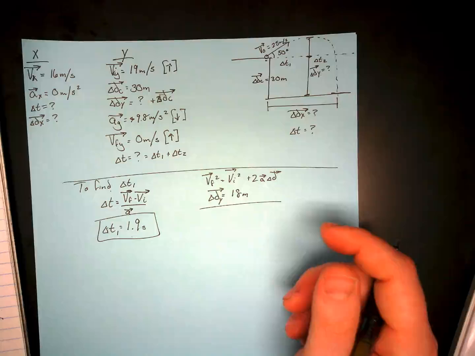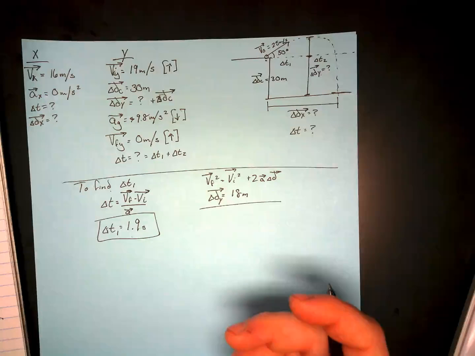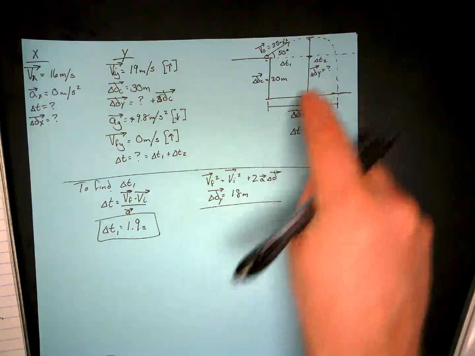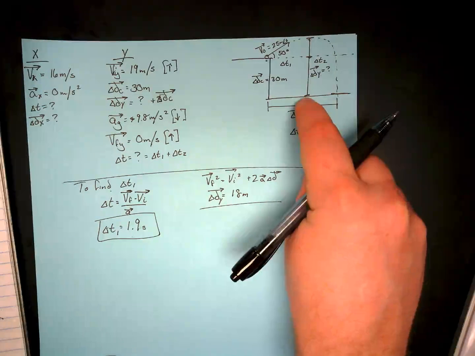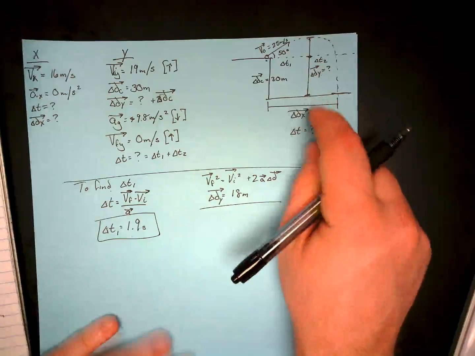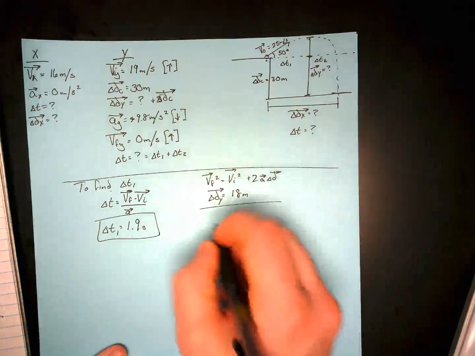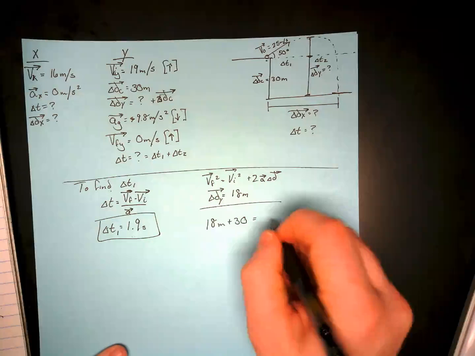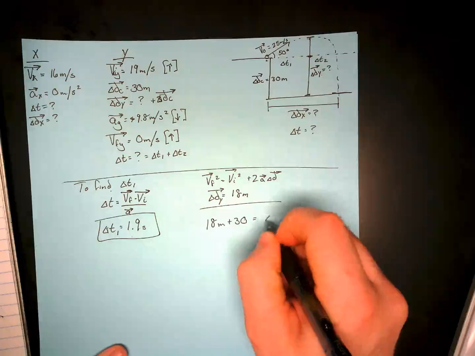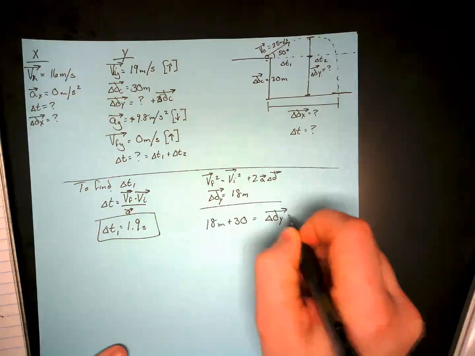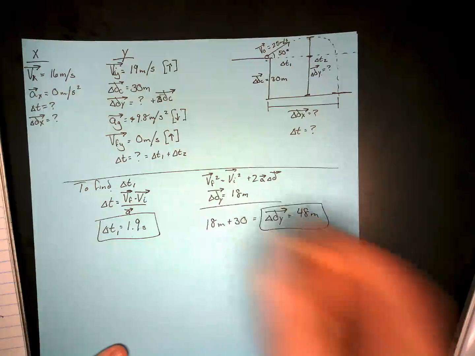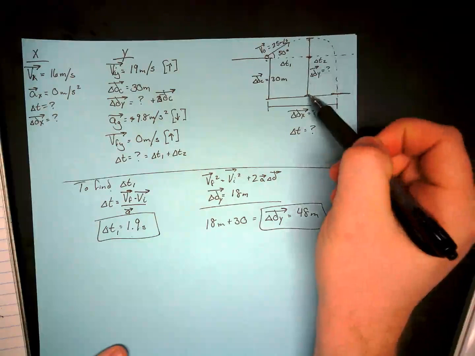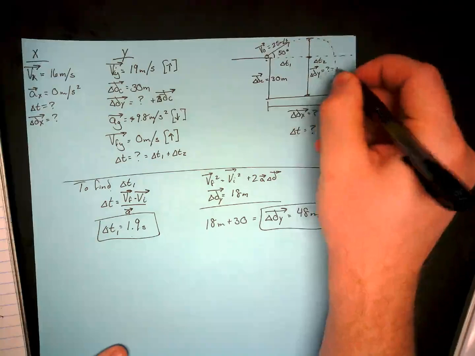But overall, we don't want just the 18 meters. What we want is the overall height, from the max height to the bottom of the canyon, since we're on a cliff. That's going to be that 18 meters plus the 30. So overall, we have a total vertical height of 48 meters. From here to here is 48.